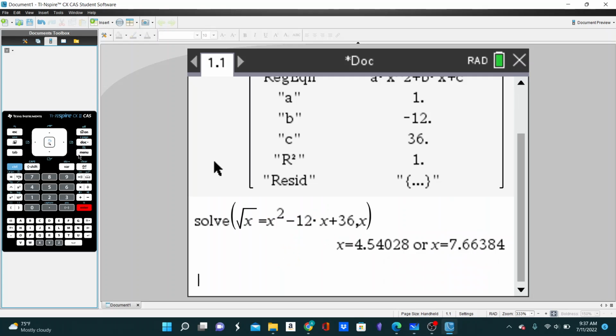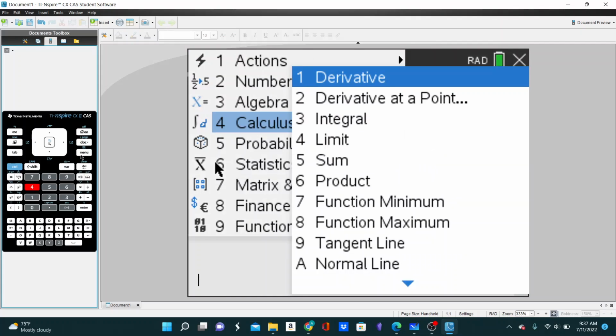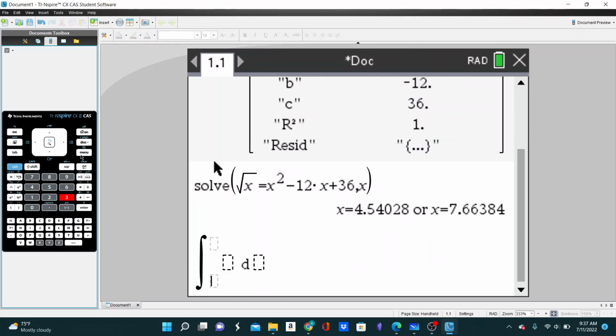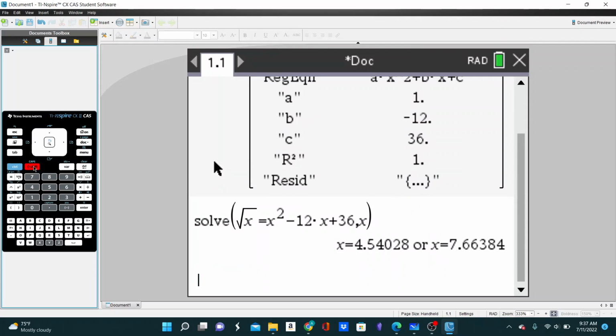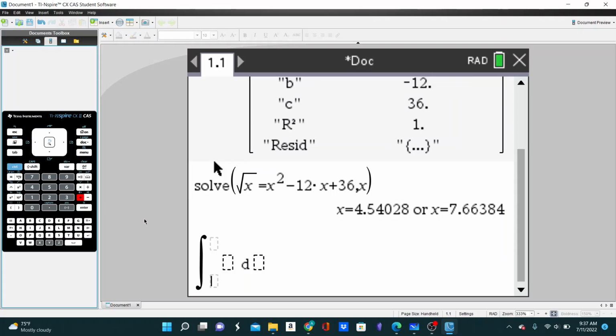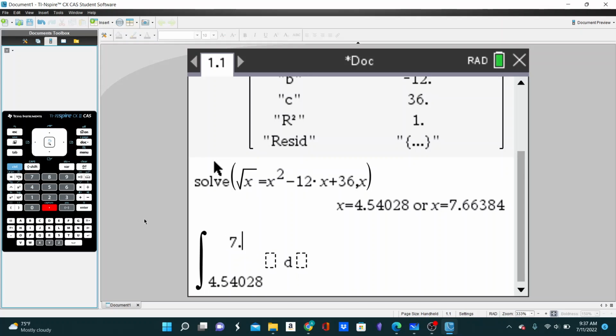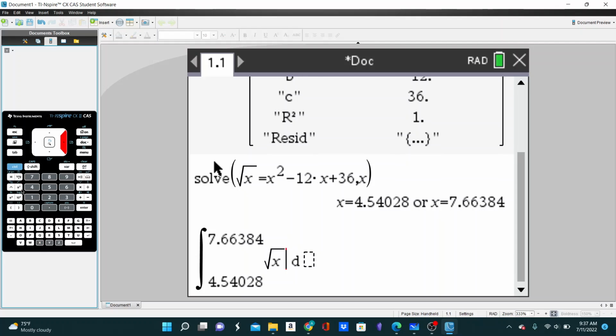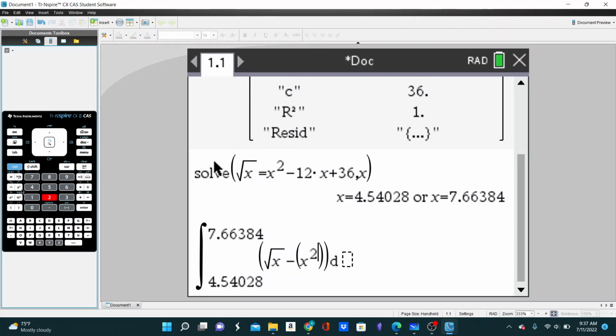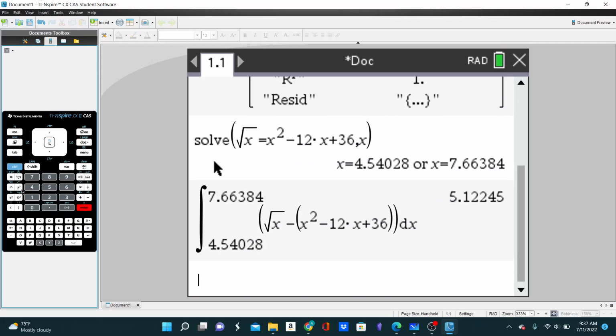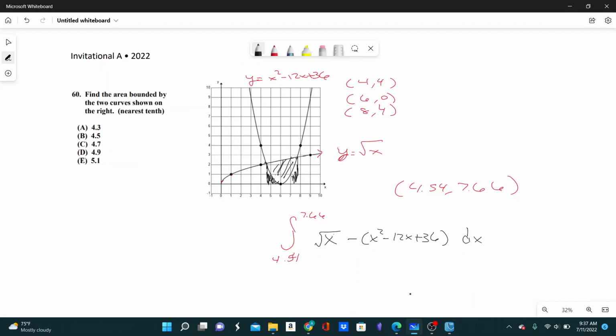To do the integral, you can either do menu 4 and then integral is 3. Or the other thing you can do, and I think it's a little bit faster, you can just do shift plus, and that'll also give you an integral. So, 4.54028 to 7.66384 of the square root of x minus x squared minus 12x plus 36 dx. And hopefully this gives us an answer. I think it's the nearest tenth, so 5.1. And it looks like, yes, that is answer choice E.